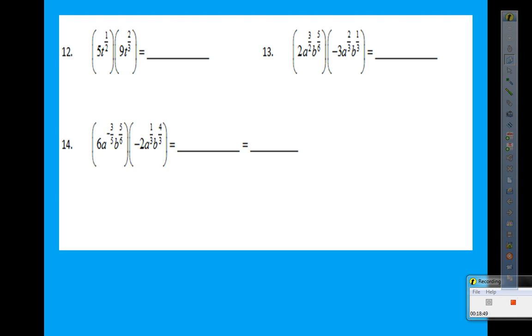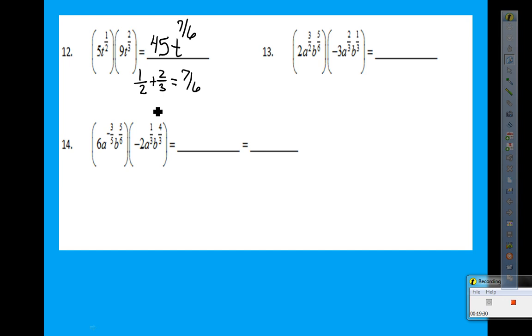Now the rules aren't going to change here, but notice the exponents did. Do not be afraid because I threw fractions at you. You have a nice calculator, so we'll use it to do that. So number 12, 5t to the 1/2 times 9t to the 2/3. 9 times 5 is 45. You're going to grab your calculator and go 1 fraction key 2 plus 2 fraction key 3, and you're going to get 7/6. If you got 1 1/6, you need to go second fraction key again, so it gives you 7/6.